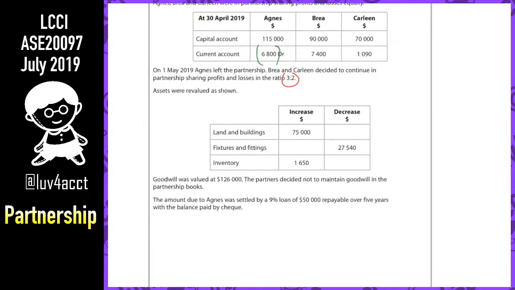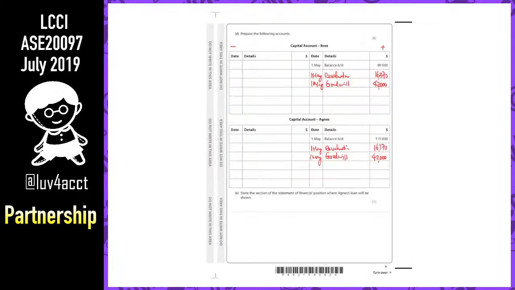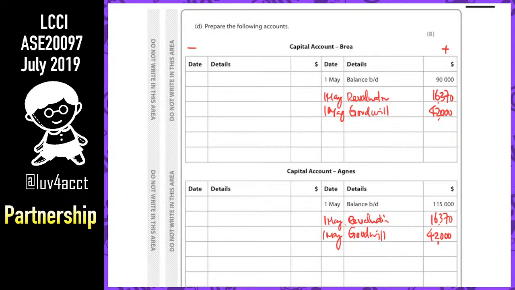At the same time, we look at the current account of Agnes, 6,800. So 126 divided by 5 multiplied by 3 is 75,600. Nothing else, so we balance the account: 90,000, 16,370, 42,000. So it's 72,770. Let me fill in all the details.